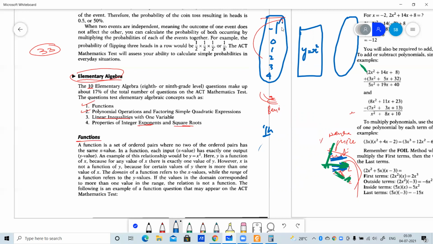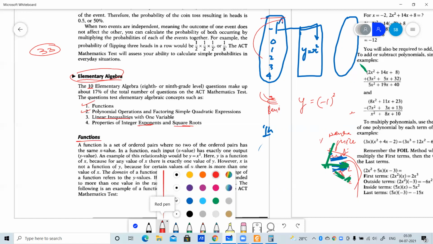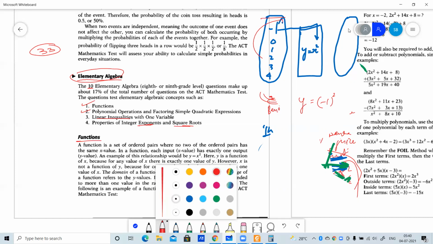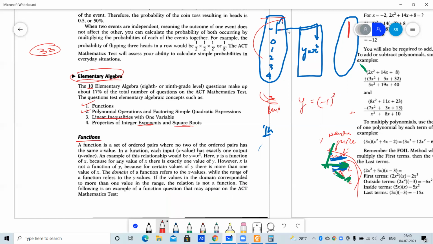So let us put in -1 in this function machine for x, because x has to be the input. And when you give x as the input, you will get the output as y. So what will be y when you put x as -1? y equals -1 squared, right? Because y equals x squared. So how much is -1 squared? That's positive 1, because negative times negative will be positive. So for -1, you are getting positive 1.